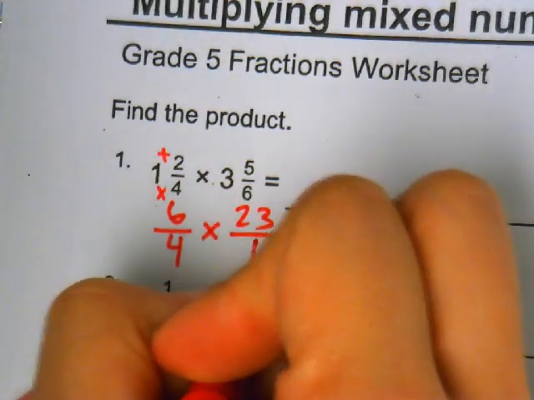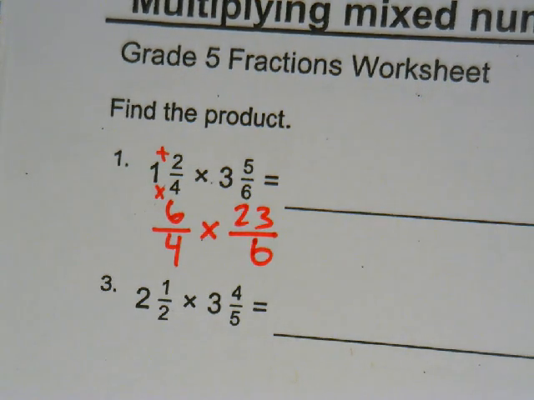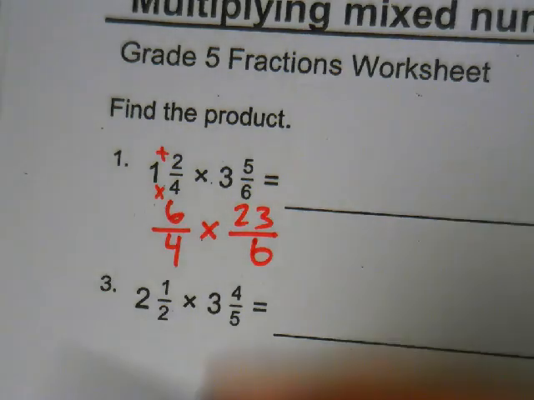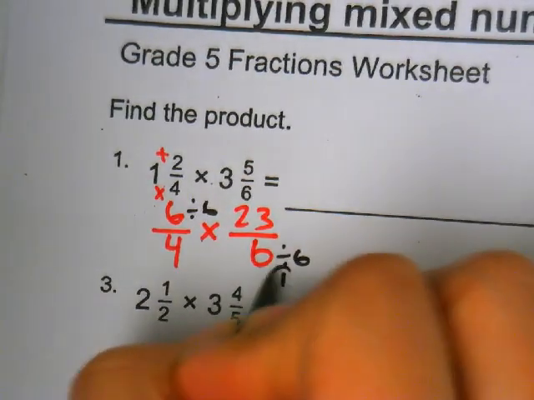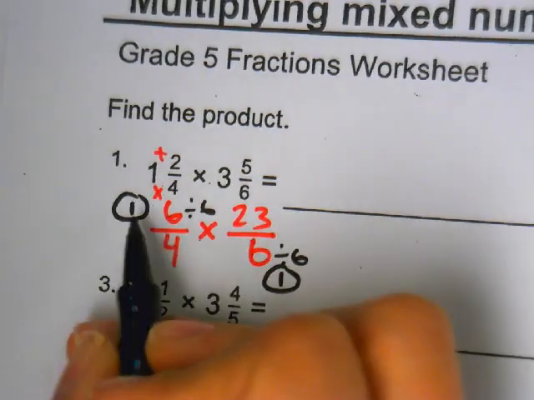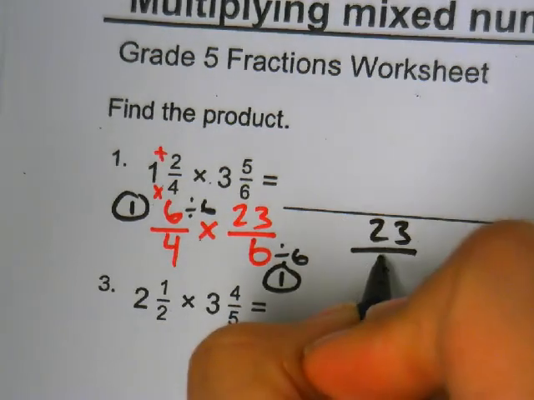Times 18 plus 5. 18, 19, 20, 21, 22, 23, over 6. Okay? That's turning them into improper number 1. Then what I would do is simplify the corners because I do not want to do 6 times 23. It's too big. So, divide by 6, divide by 6. What's 6 divided by 6? 1 and 1. Now I'm left with 1 times 23. What's 1 times 23? 23 over 4.